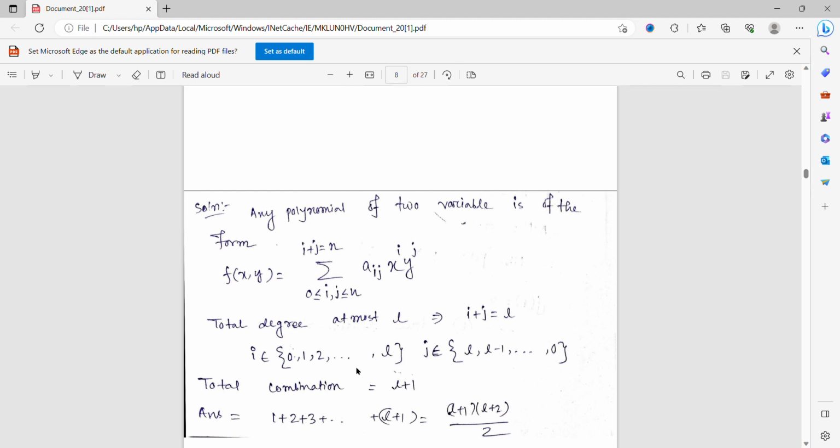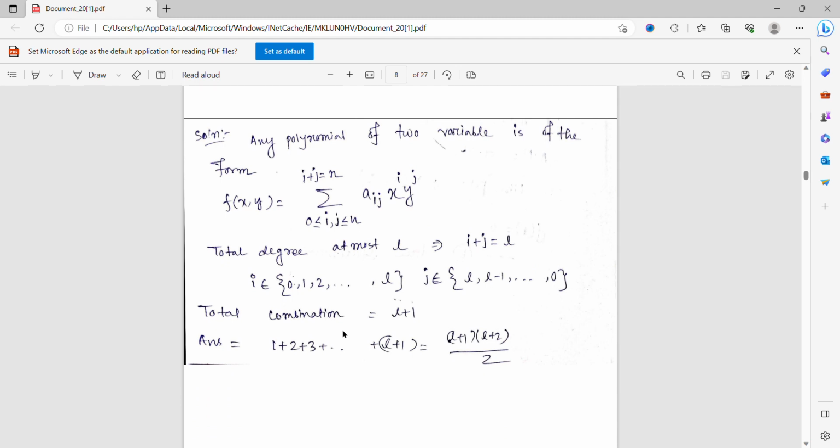So I have L plus 1 choices for i, right? And after choosing i, j becomes fixed, so we need not count the choice for j. So I have L plus 1 choices. So the total combination is L plus 1. So when the degree is L, I have a total of L plus 1 choices. So similarly, when the degree is L minus 1, I mean i plus j is L minus 1, I have a total combination of L. So similarly, when i plus j is k, I have a total combination of k plus 1.